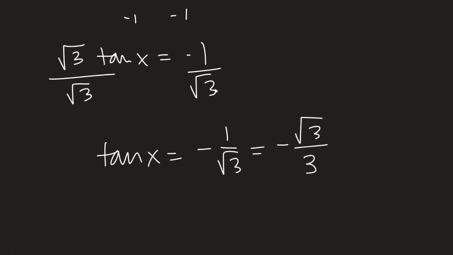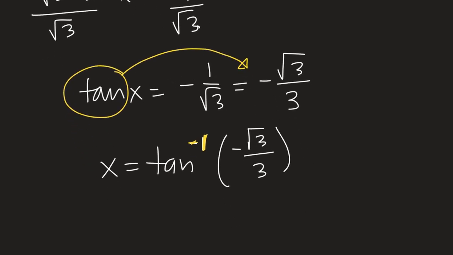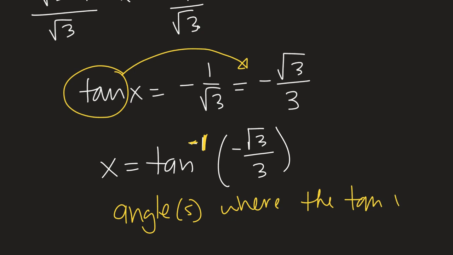So the last thing we do is we take the inverse tan, right? This is the math that we do in order to move the tangent from here to this side. We take its inverse. So x equals the inverse tan of negative root 3 over 3. So this means the angles, I guess there's two, where the tan value is negative root 3 over 3.